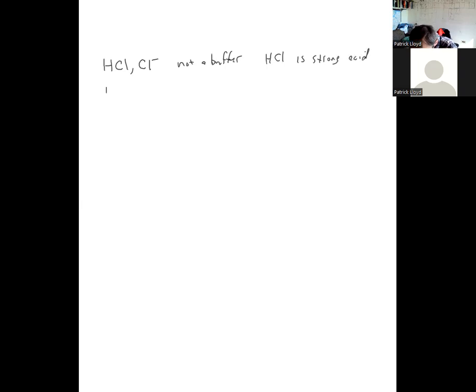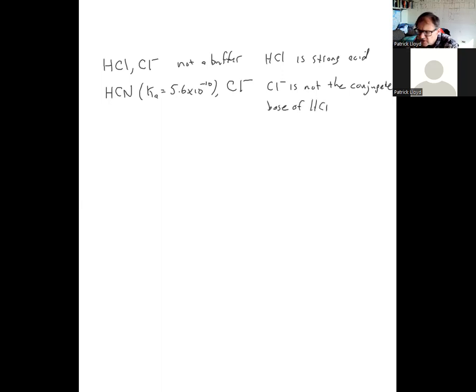Now, here's one that is a weak acid. HCN is a weak acid. Okay, so I'll write the Ka value next to it. Okay, so that's a weak acid, so that's okay. But suppose I put it with chloride. That wouldn't be a buffer either, because chloride is not the conjugate base of HCN, right? You have to have the weak acid and its own conjugate base.